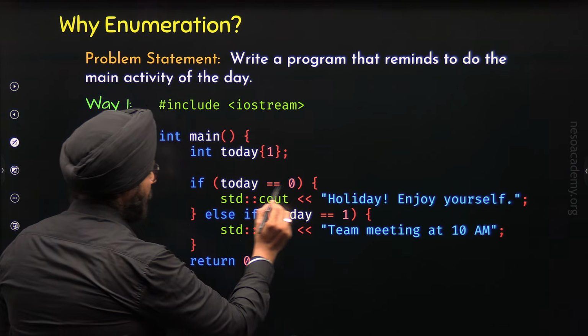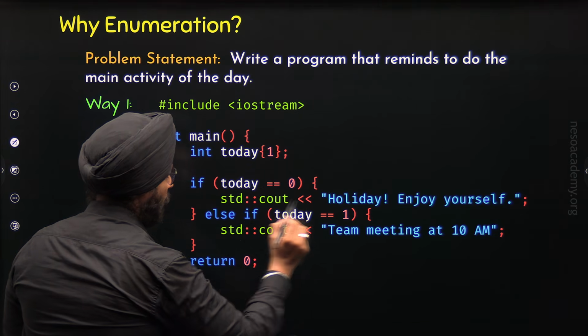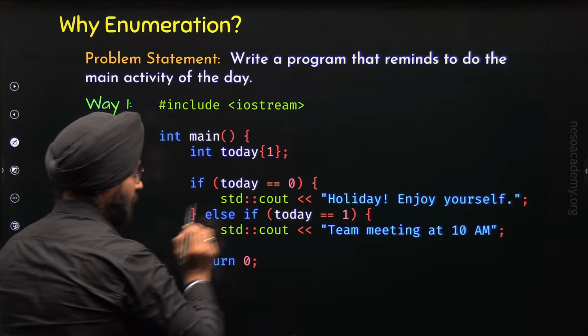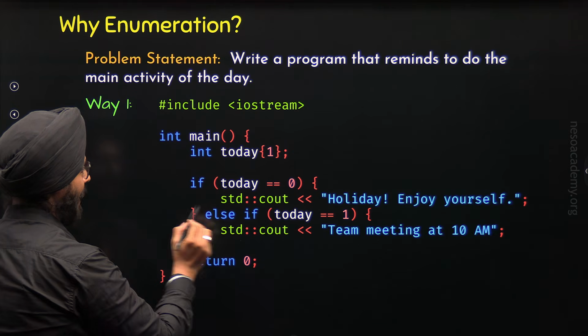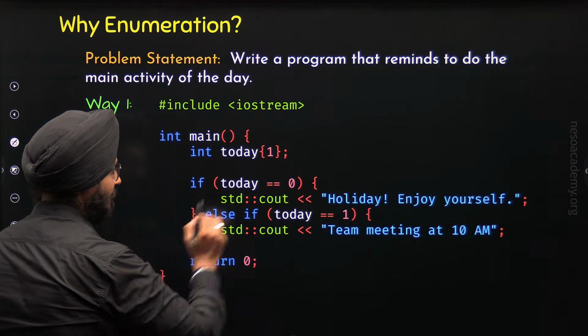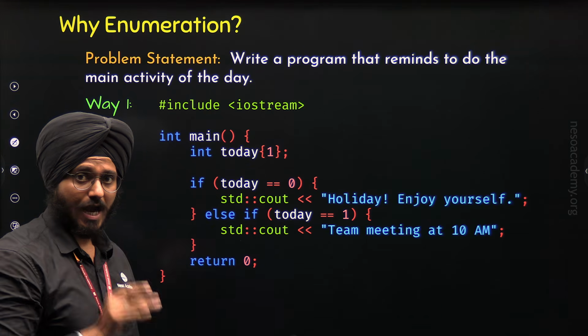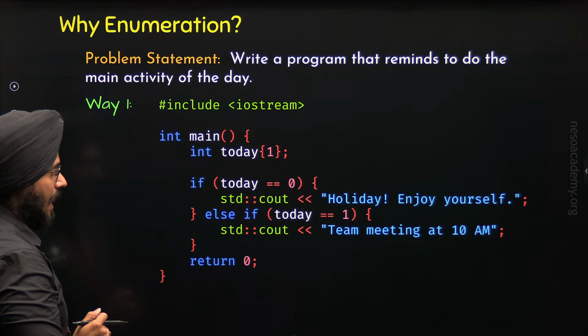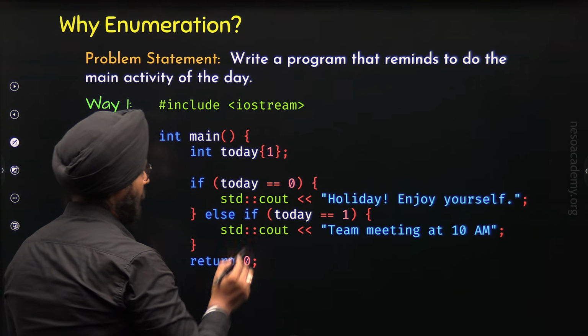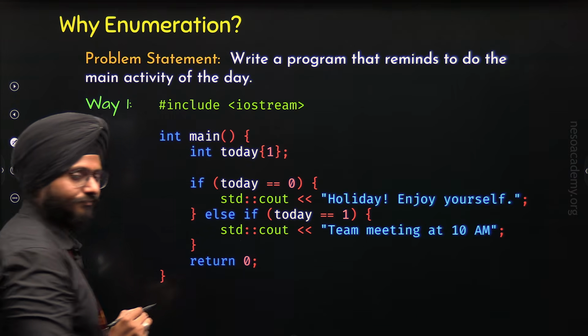If this condition is true, then the code following it will execute. Otherwise, we will move forward and execute this else if block. I hope it is making sense to you. Now, what is the condition? Here we are checking this condition. Is today equal to 0?